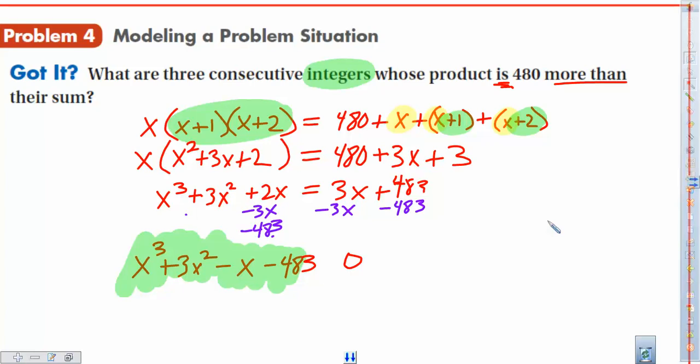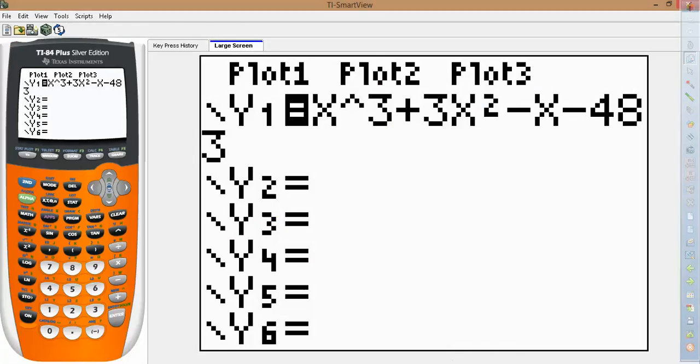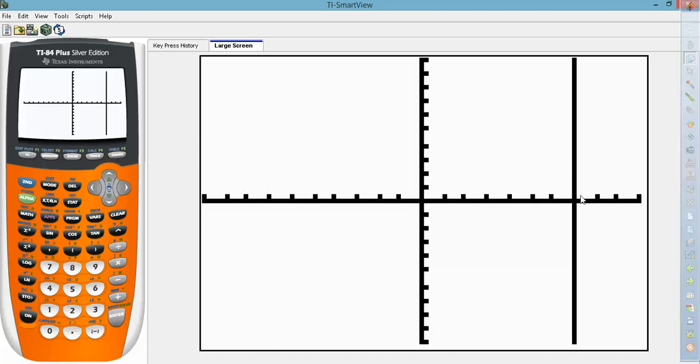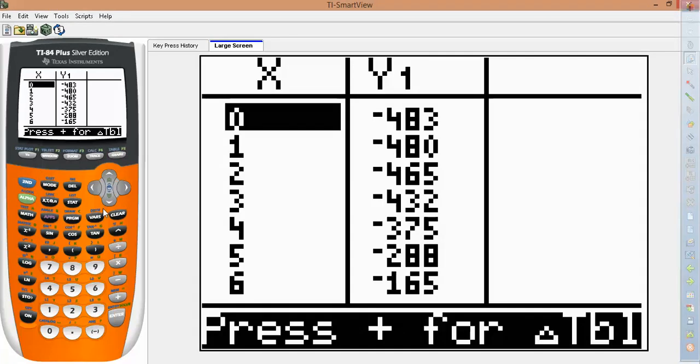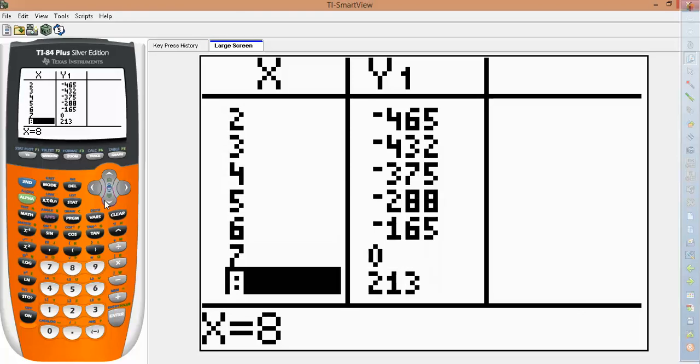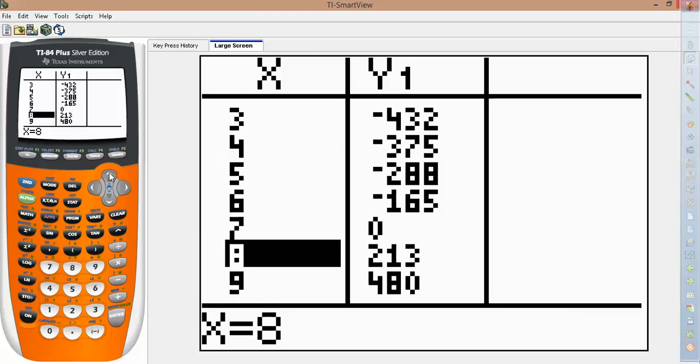Okay, sorry about that. Let's go into the calculator now. All right, there you go. X cubed plus 3x squared minus x minus 483. Double check. All right, awesome. Good to go there. So let's graph this thing and pray we get an integer. Graph. Wow. There's a line right there. Let's confirm. Go to the table. Should be a positive number here. Scroll positive, positive, positive. Oh, please be 7. Ah, yes, it's 7. Look at that.